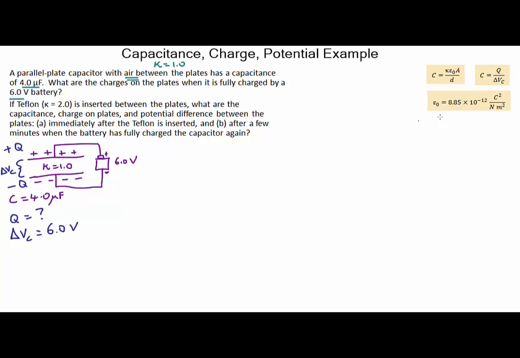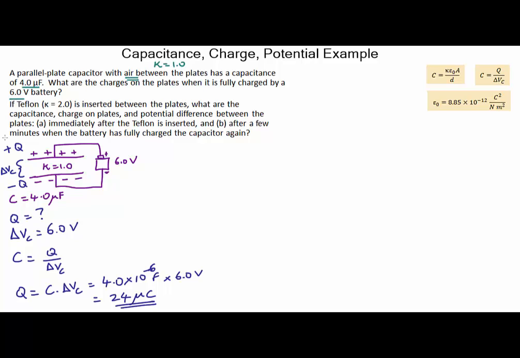As before, we can use this relationship between capacitance, charge, and potential difference to figure out this charge. So we had C equals Q over delta VC, which can be rearranged to give Q equals C times delta VC, and that simply becomes 4.0 times 10 to the negative 6 farad times 6 volts, and that gives us a charge of 24 microcoulomb. So that's the answer to the first question.